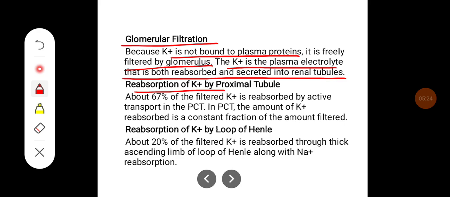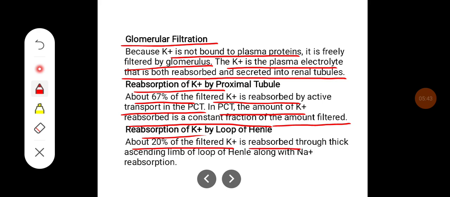Reabsorption of potassium by the proximal tubule. About 67% of the filtered potassium is reabsorbed by active transport in the PCT. In the PCT, the amount of potassium reabsorbed is a constant fraction of the amount filtered. Reabsorption of potassium by the loop of Henle. About 20% of the filtered potassium is reabsorbed through the thick ascending limb of the loop of Henle along with sodium reabsorption.